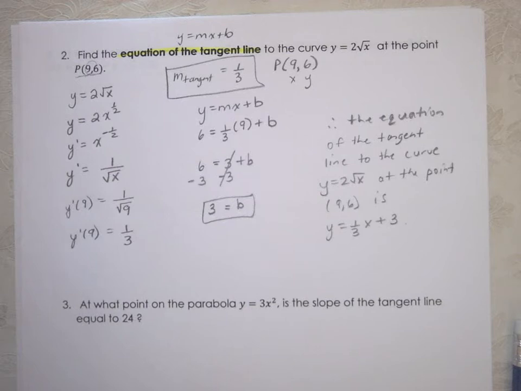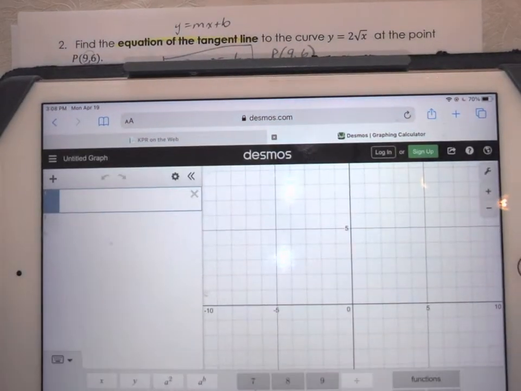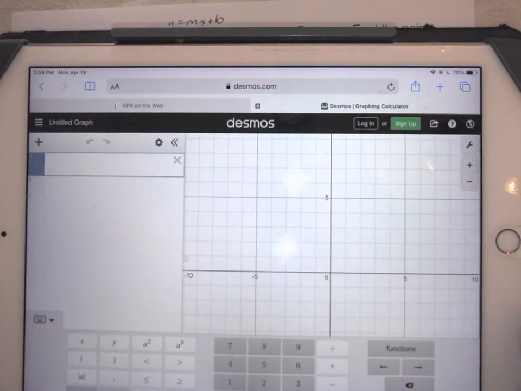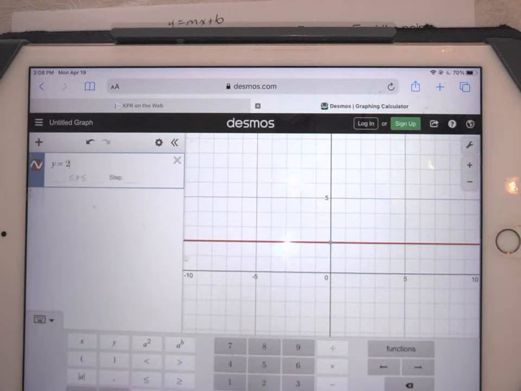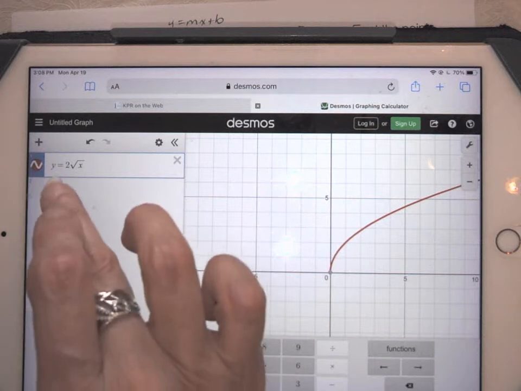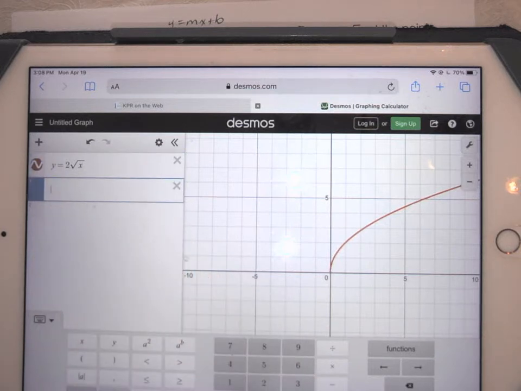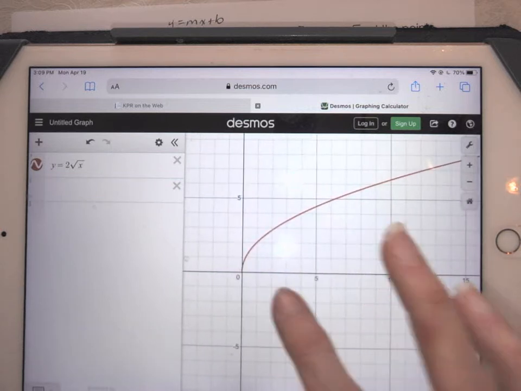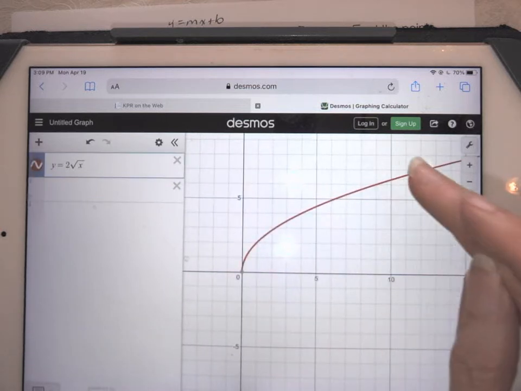We can use the graphing program Desmos. Desmos graphing calculator here. And I can type in y equals 2 square root of x, and it will show me the graph there. And then I can plot that point 9, 6. So let's move over here. 9, 6 is right there.